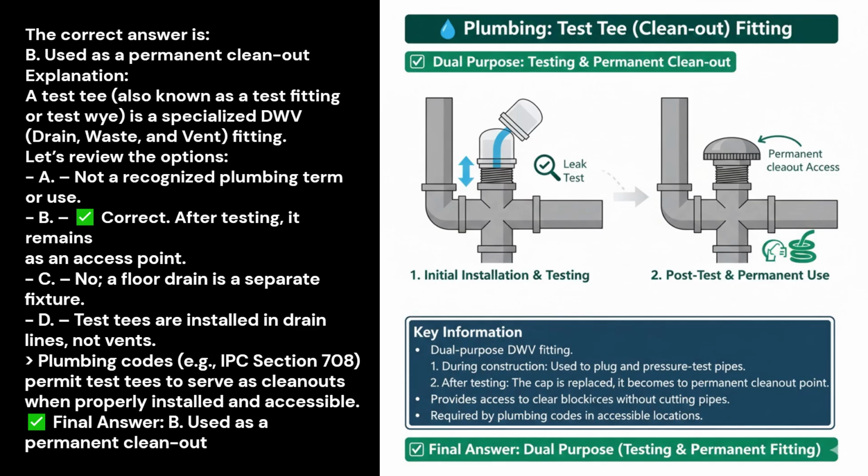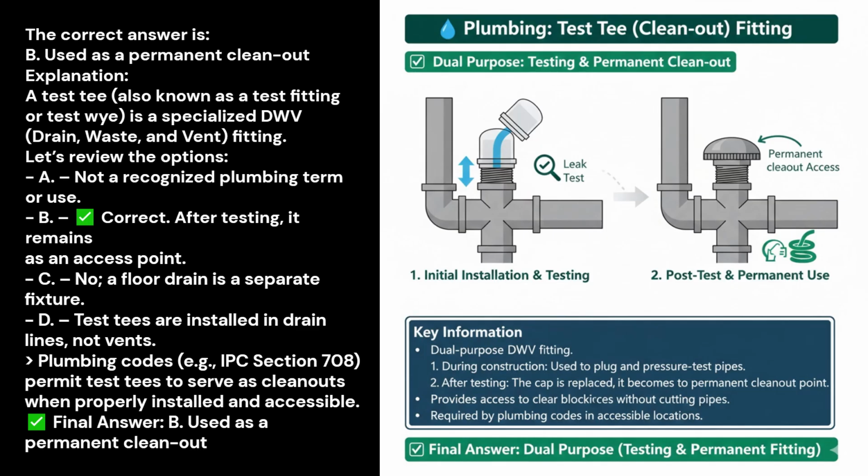Once the test is complete, the plug or cap on the test tee can remain in place as a permanent clean-out point, allowing access to clear blockages in the drain line without cutting pipe. This dual function makes it a practical and code-compliant solution, especially in concealed or hard-to-reach locations. Let's review the options. A. Used as a reserve fitting, not a recognized plumbing term or use. B. Used as a permanent cleanout. Correct. After testing, it remains as an access point.